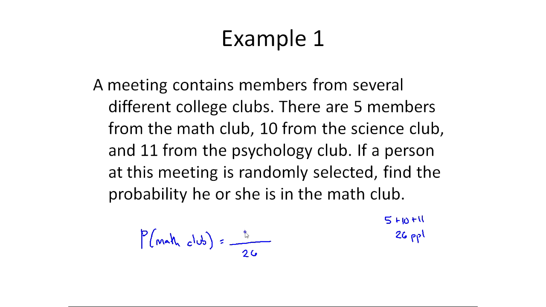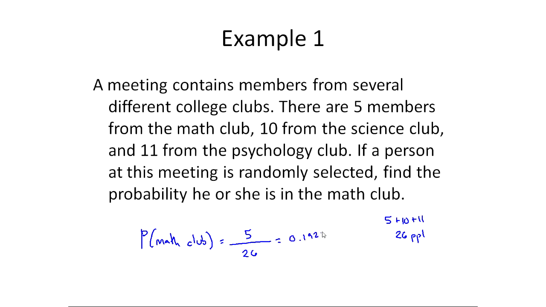And now the question is, how many choices do I have as far as the math club goes? This is the event. How many things are in the event? Since there's only 5 members from the math club, this would be 5. And so as a decimal, this probability would be 5 divided by 26, which is 0.1923.